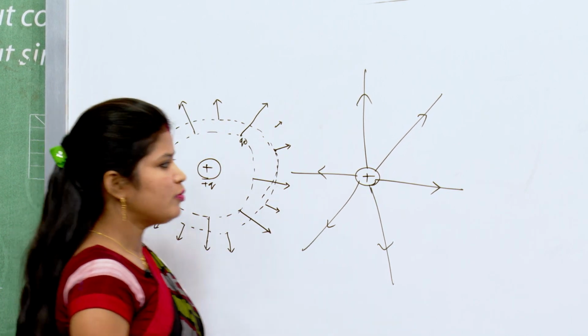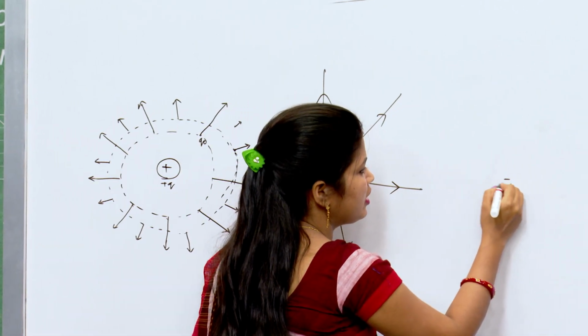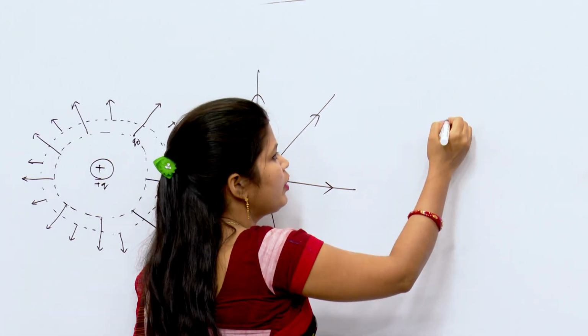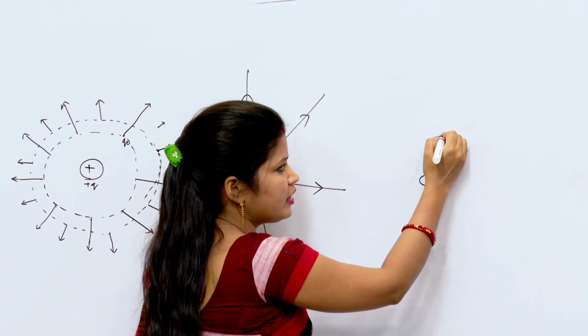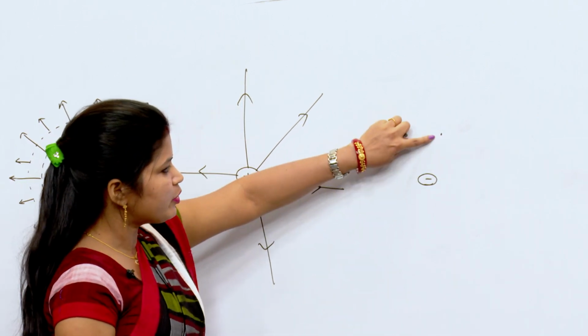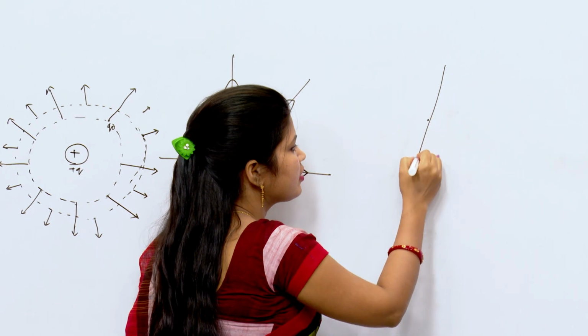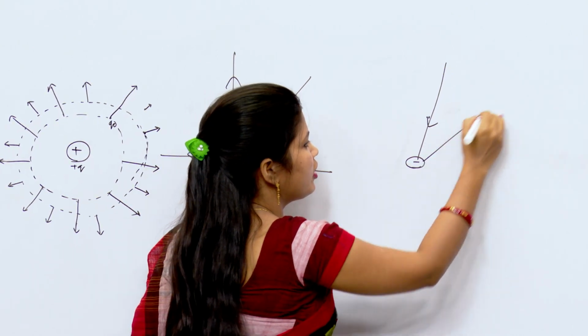Okay. Similarly, for negative point charge, negative point source charge, when we place the test charge here, it experiences a force of attraction. So, the electric field lines will be inward.